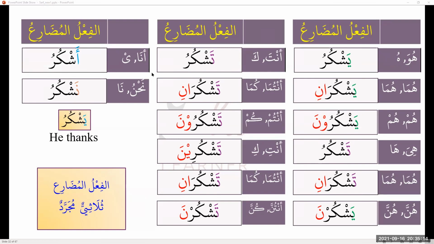Brothers and sisters, okay, I will begin again. Please repeat with me loudly on your side. Yashkuru, yashkurani, yashkuruna, tashkuru, tashkurani, yashkurna, tashkuru, tashkurani, tashkuruna, tashkurina, tashkurani, tashkurna, ashkuru, nashkuru. Okay, clear?